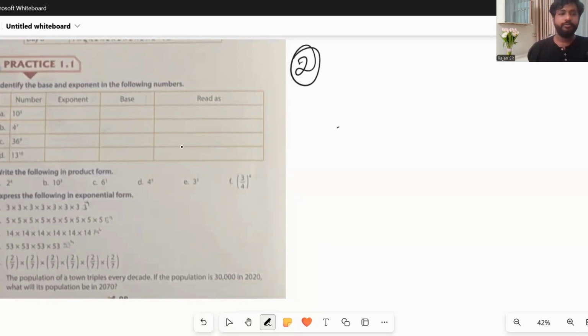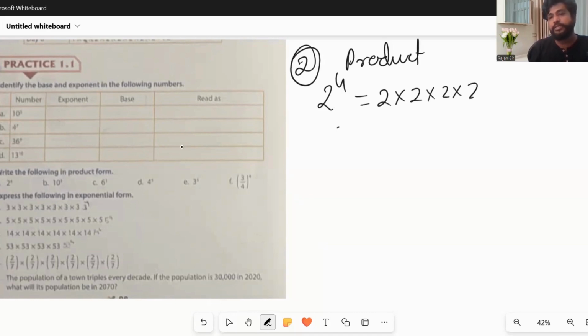Write the following in product form. In general, we expand it in the product form. So 2 raised to 4 can be written as 2 into 2 into 2 into 2. That's it. That's the product form. We don't have to actually write the answer.